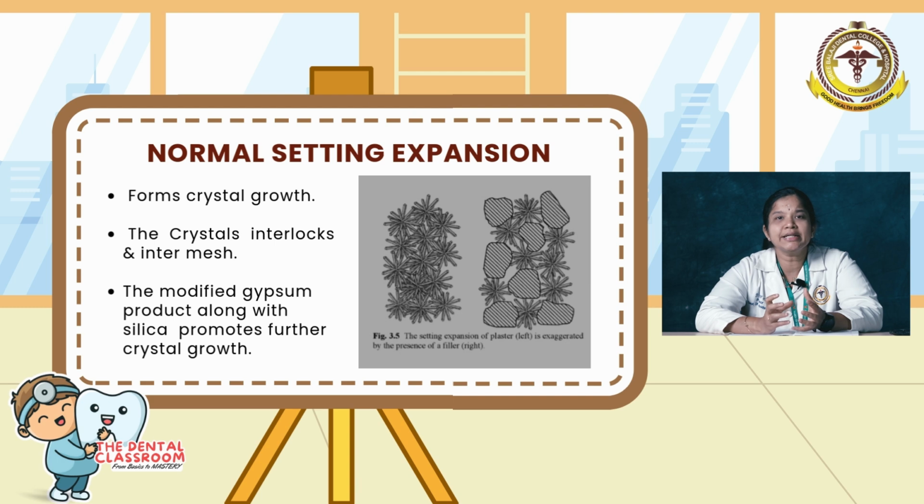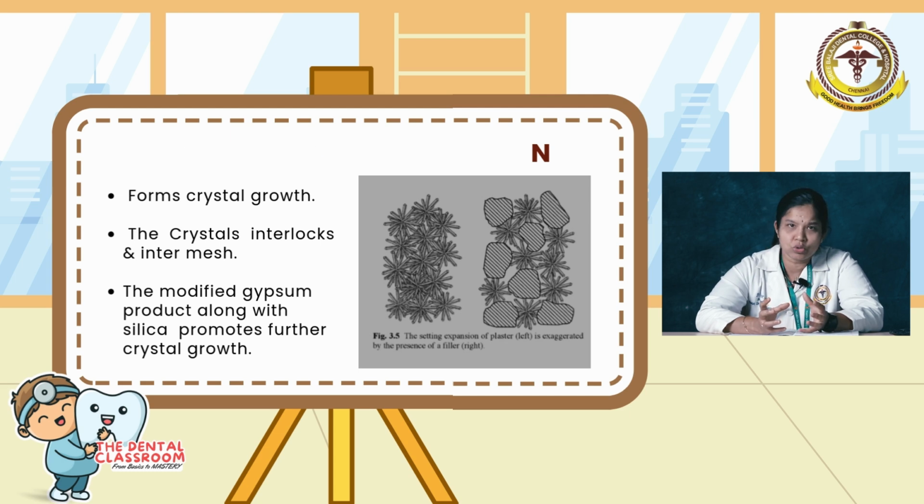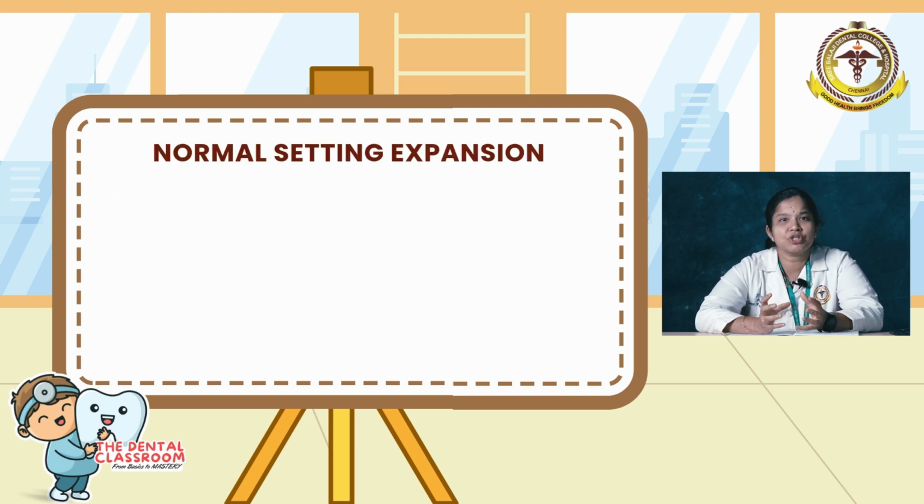The crystals interlock and intermesh. Now, the investment material, which is a modified gypsum product, has something called silica along with the gypsum product. The function of this silica is that it prevents the interlocking and intermeshing of the crystals. So, it promotes further crystal growth. That's where the expansion happens.